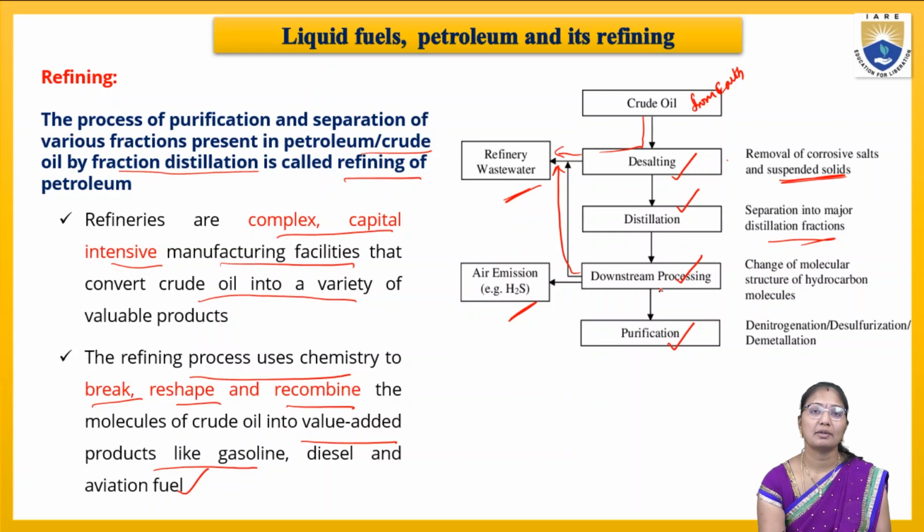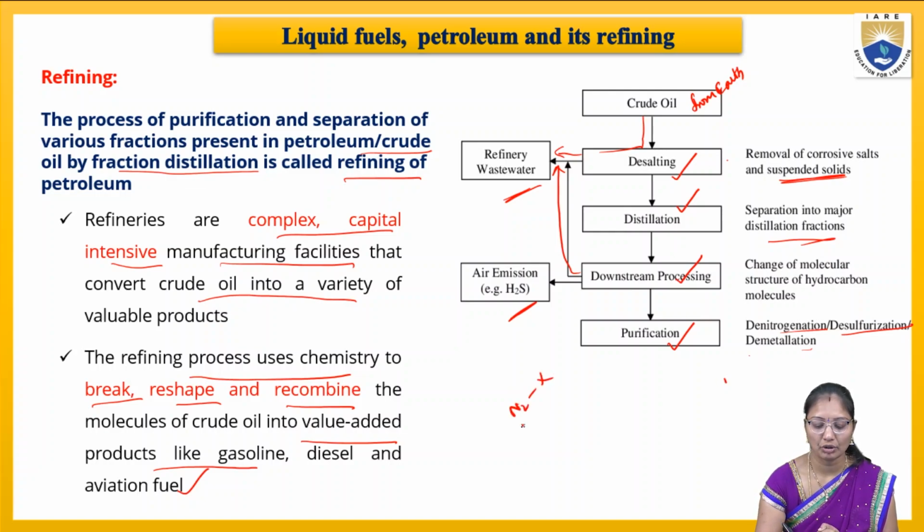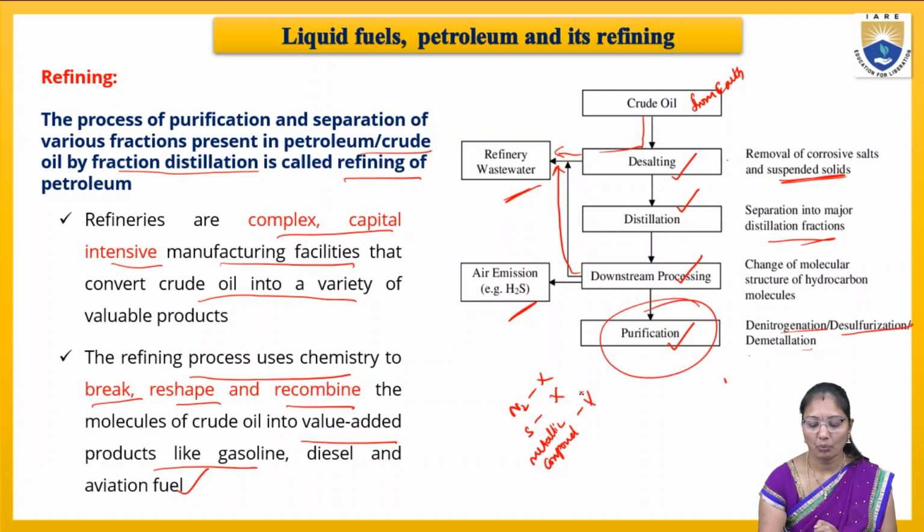Once the molecular structure of the hydrocarbon molecules has changed, it undergoes purification such as denitrogenation, desulfurization and demetallization. The nitrogen present in the crude oil is removed, sulfur is removed, and the unwanted metallic compounds are removed in the process of purification. Once this process is completed, the petrol is ready to be used in the automobile industry. Not only the petrol, the gasoline, but also diesel and aviation fuel.